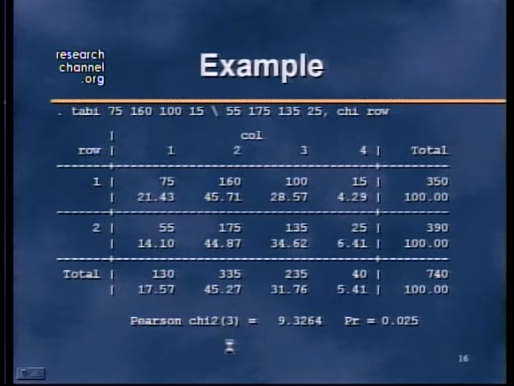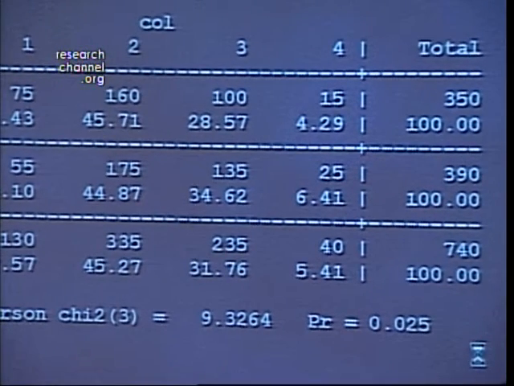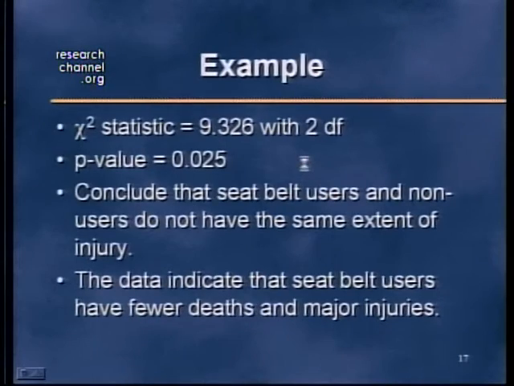And then we'd have to look this up in a table of chi-square values, and we would see that the p-value or probability is 0.025. So based on that p-value, we'd reject the null hypothesis. Remember, the null hypothesis was no association between extent of injury and seatbelt use. We'd conclude that seatbelt users and non-users do not appear to have the same extent of injury. And based on our data, seatbelt users have fewer deaths and major injuries.